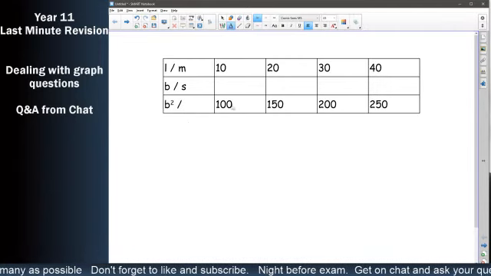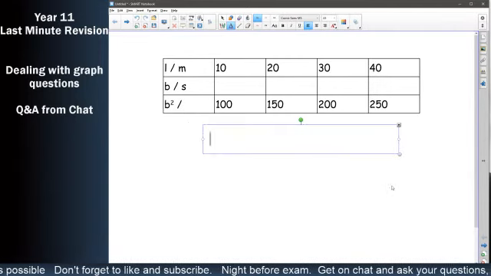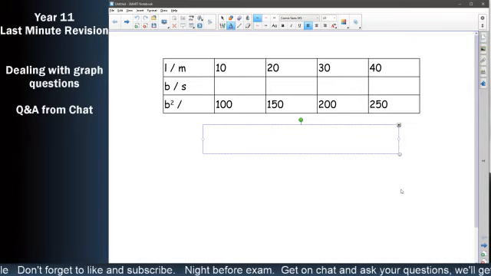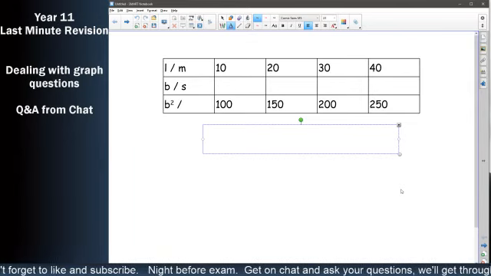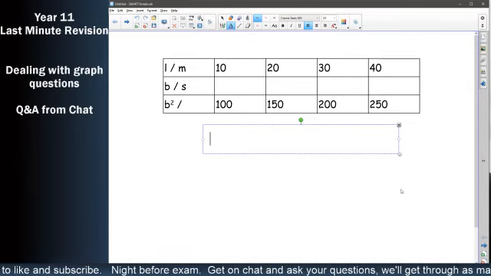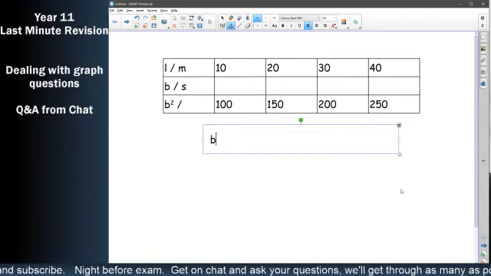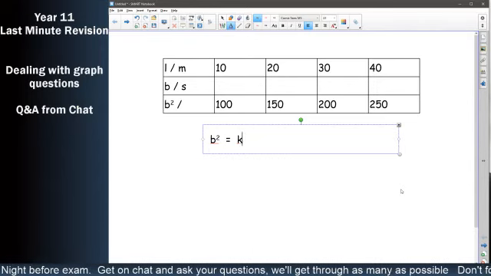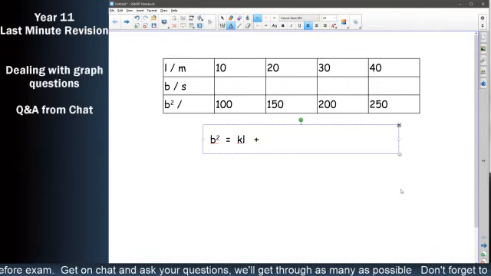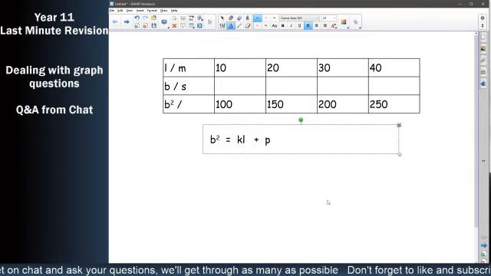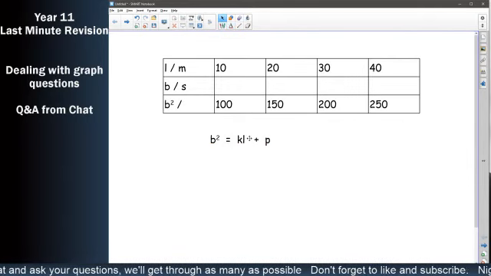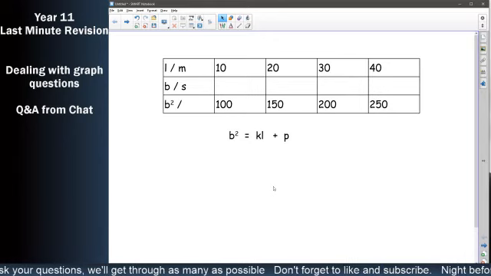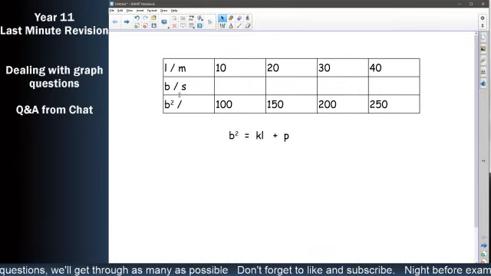So this is the most complicated you can possibly get, and they'll say something along the lines of these two things are related to each other in such a way that perhaps B squared is equal to K times L plus some other number, let's call it P for the sake of it. So that's your equation for this. They've been told to relate that. So stage one of this will be to fill in the values for B.